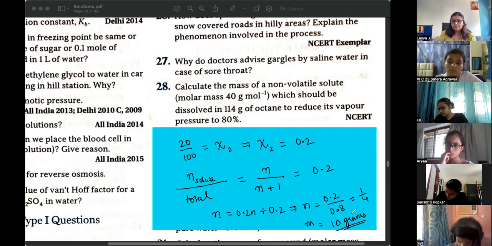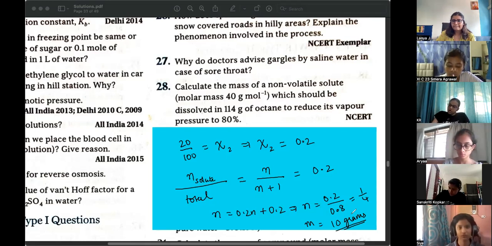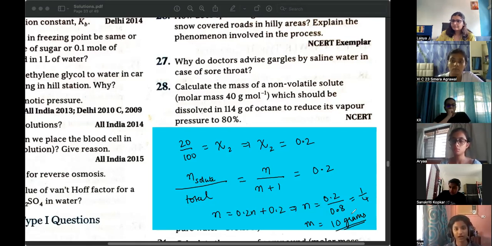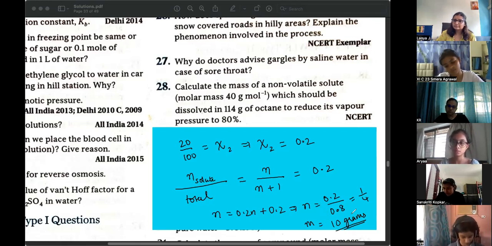Sia and Smera, what happened? I used that formula, that's why I think it's wrong, because they neglected it and this is not very dilute. So I'm using the other one. No, I used the W1 by M1. I got the same. What is it? P01 minus P1 by P01 is W2 by M2 divided by W1 by M1.